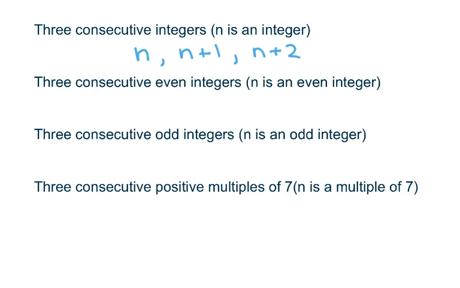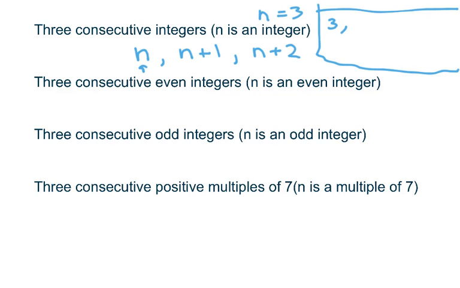So let's just pick an example here, and I'm going to do that over here on the side. I'm going to let n be 3. So if I plug in n for this first one here, I get 3. I plug in 3 here, I get 3 plus 1 is 4. Plug in 3 here, and you get 5. So we have 3, 4, 5. Okay? That's how we're just translating now.